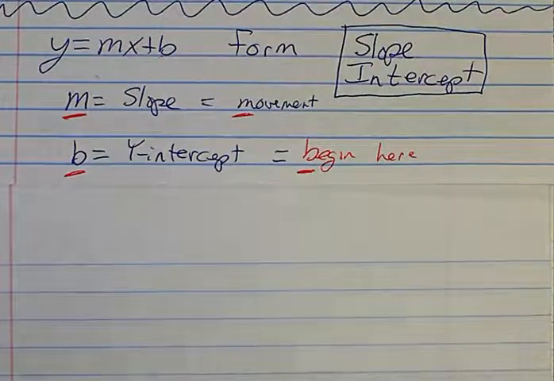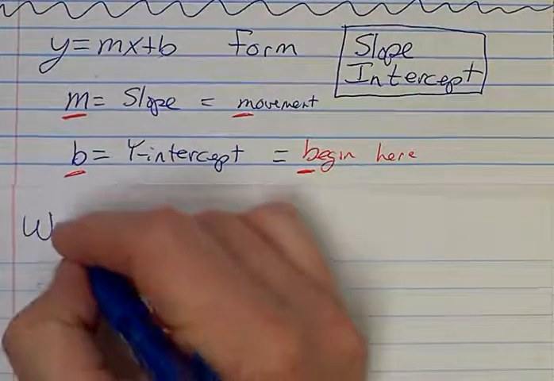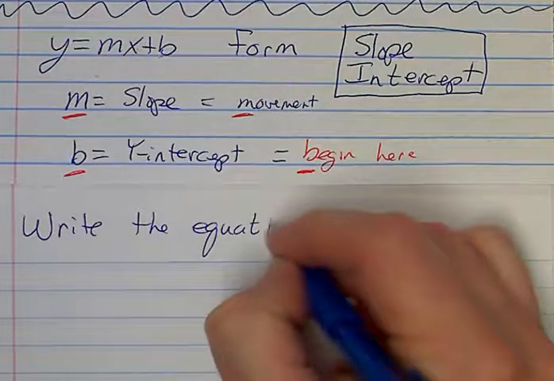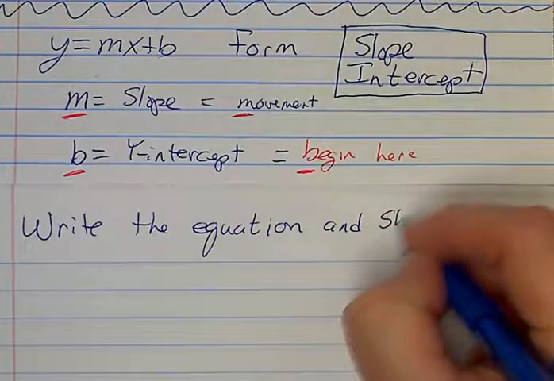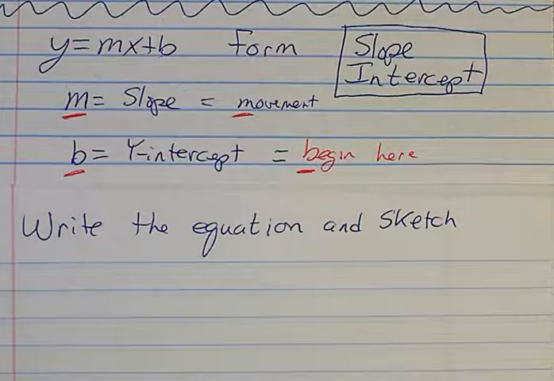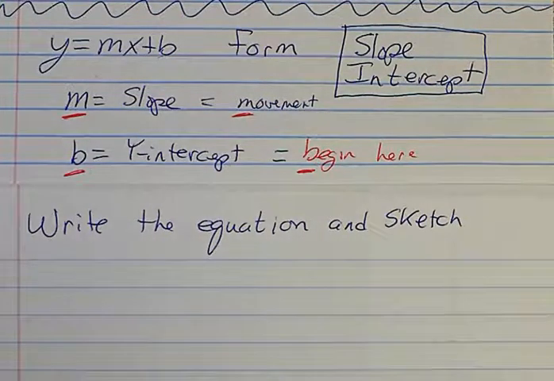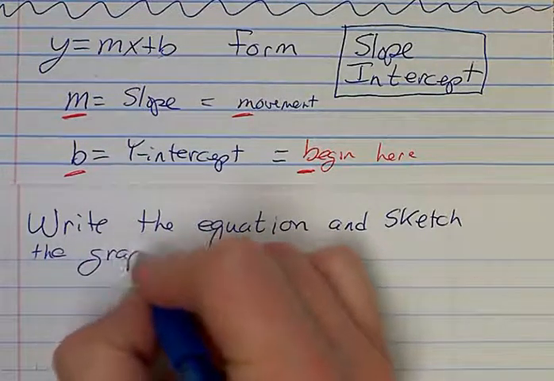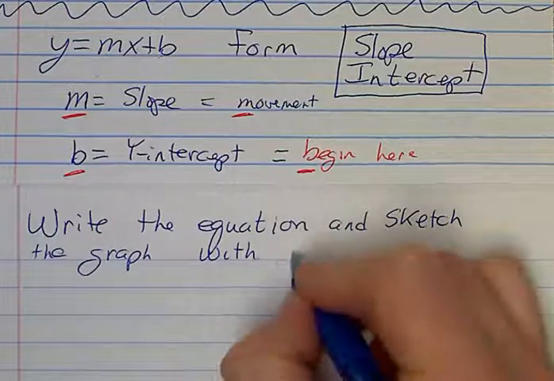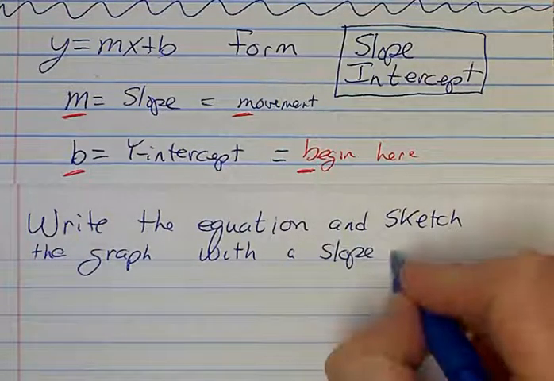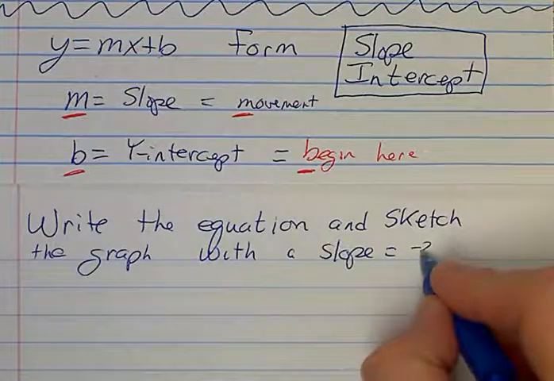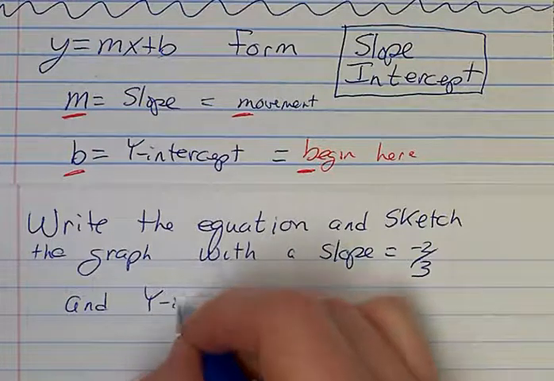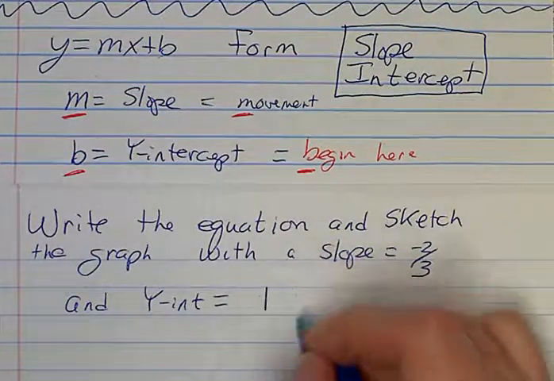Okay, so to get us going here, what we're going to do is write an equation. We're not going to do super detail, we're just going to do a quick sketch, just to make sure we've got an idea of what it looks like. Sketch the graph with a slope equal to negative 2/3 and a y-intercept equal to 1.